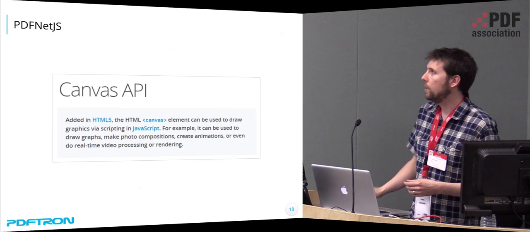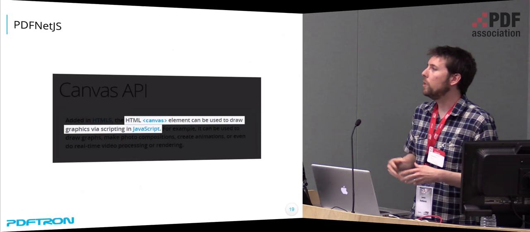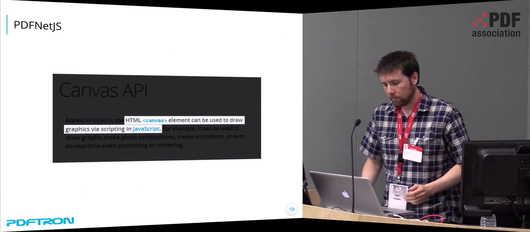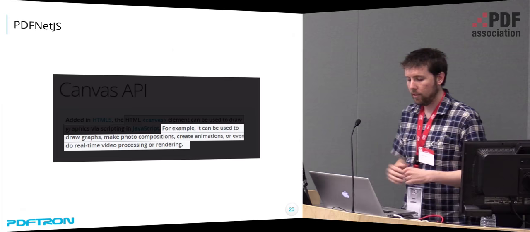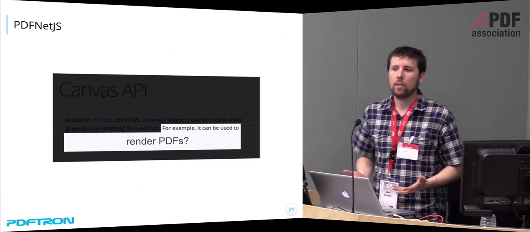The canvas is an HTML5 element that can be used to draw graphics using JavaScript. As an example, they say you can use it to draw graphs or photos, create animations, do processing, or rendering. So the question for us is, okay, can we use this to render PDFs? How would you use it to render PDFs?